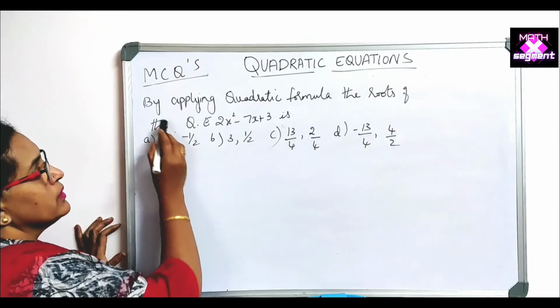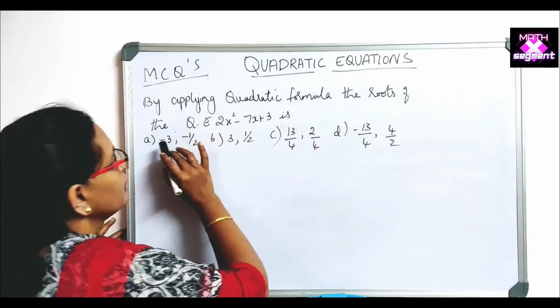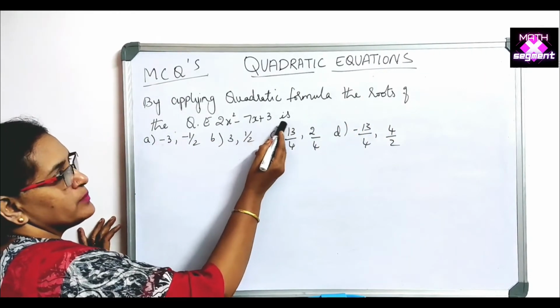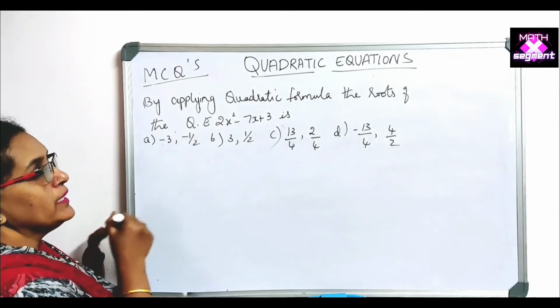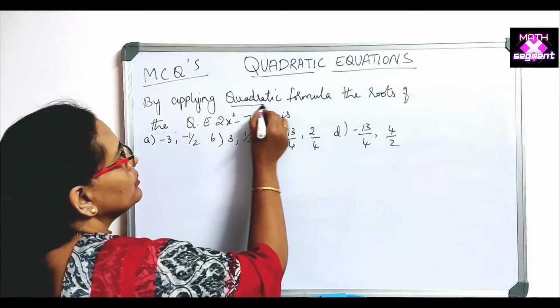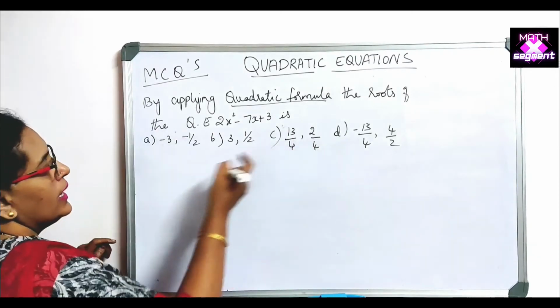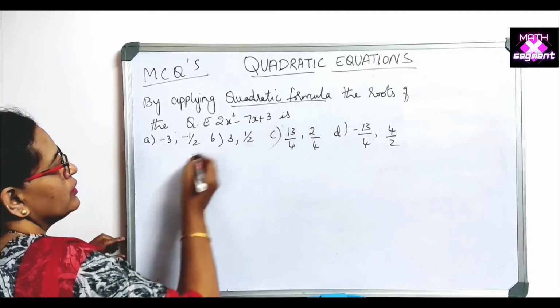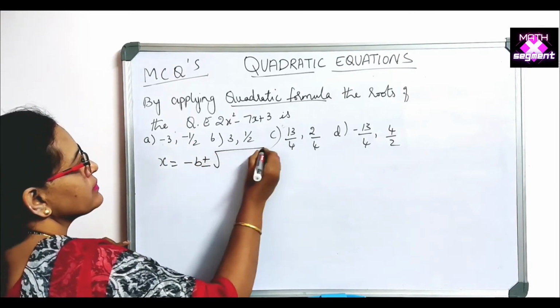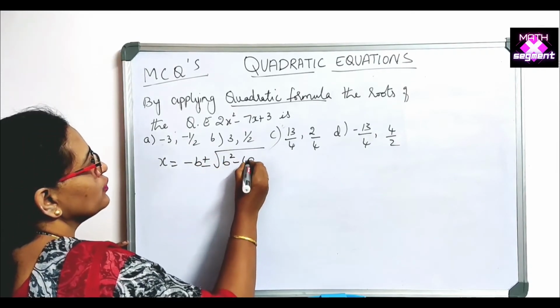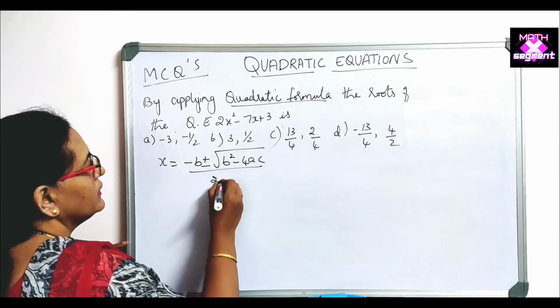Let's solve the next question. By applying the quadratic formula, the roots of the quadratic equation 2x square minus 7x plus 3 is. So this question is also similar to the previous question, but here they have mentioned you have to use the quadratic formula. So I am taking x is equal to minus b plus or minus square root of b square minus 4ac divided by 2a.